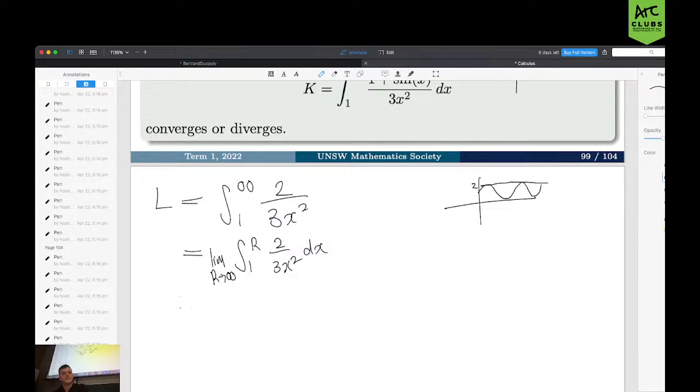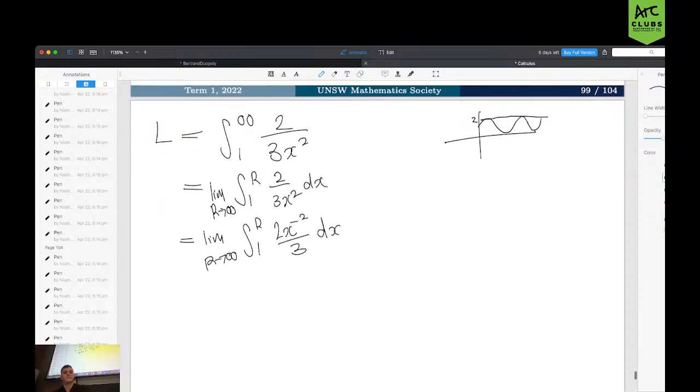Okay. And this is going to be equal to the limit as r approaches infinity of the integral from 1 to r. Why don't we write this as 2x to the minus 2 on 3. I think that's legal. Yeah, it's fine. And what we can do is solve the integral. So what we get is 2x to the minus 1 over 3 times minus 1, and we can evaluate that between r and 1. Or why don't I just say on x? Right, that's probably a bit easier.